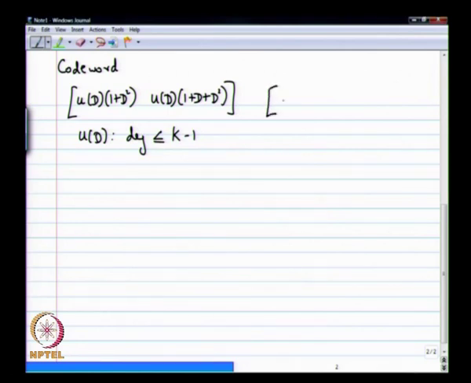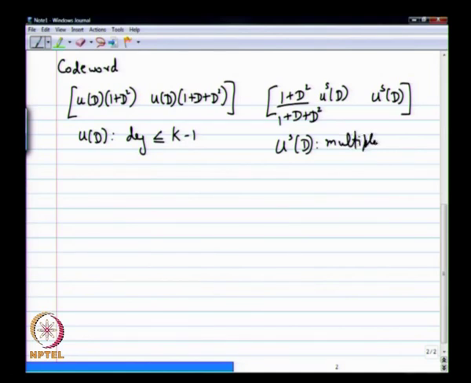Here it's a little bit different. I have to first zero terminate, which means I have to stop somewhere. If that is going to happen, I cannot allow all guys here. So I'll only allow those US of D which are multiples of 1 plus D squared, and then degree is less than or equal to k plus 1. K plus 2 minus 1 is what I would have written, but basically k plus 1.